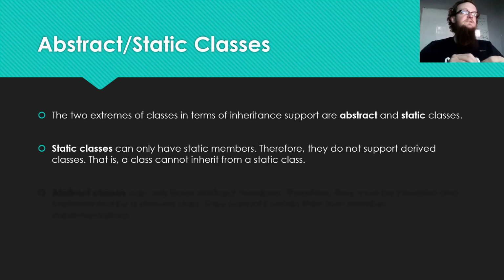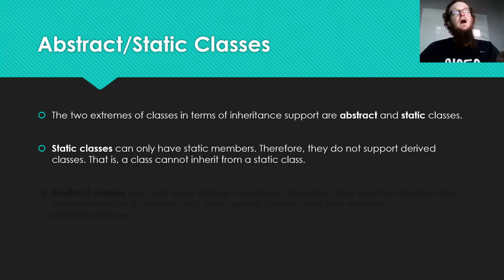So static classes can only have static members. That means that all of their methods and all of their data or their fields or their properties or whatever have to be static. And because of this, you cannot have a class derived from a static class. So if you have a static animals class, that's where inheritance ends. You can't actually have a bird or a parrot class because all of the functionality is centralized at the type level for a static class.